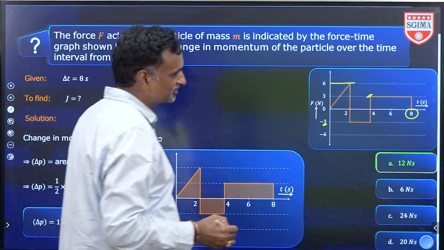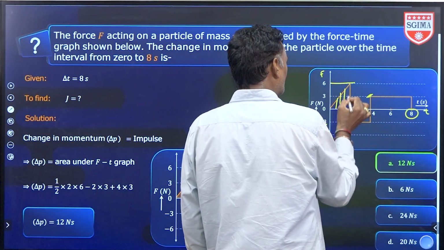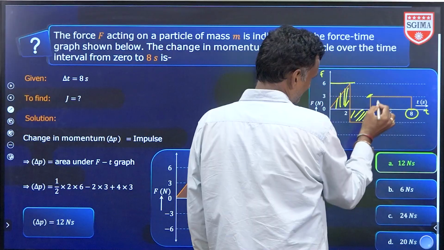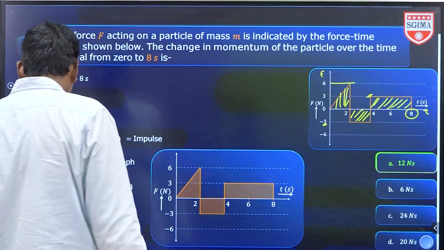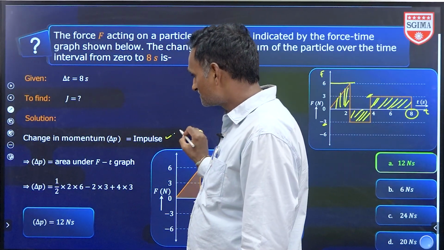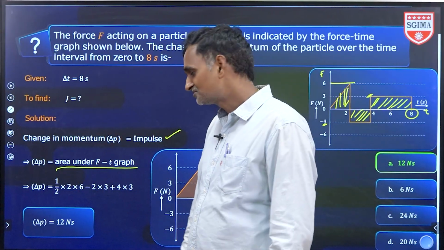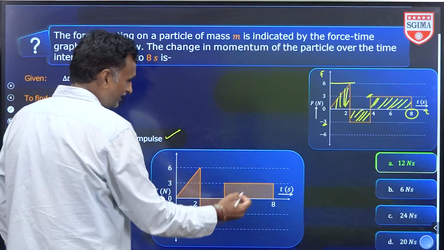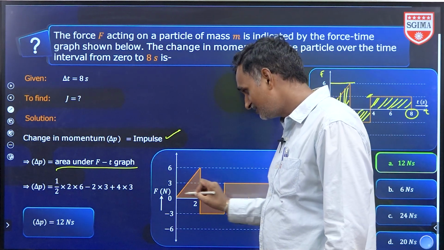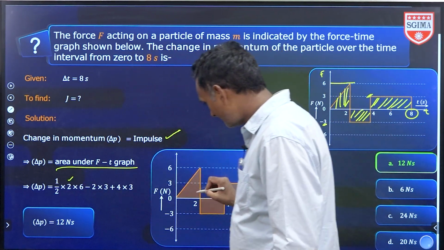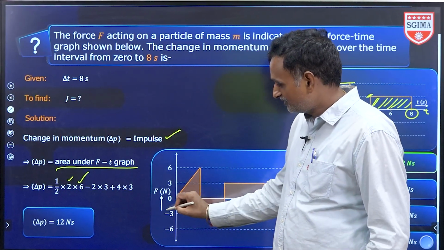So force versus time, as we just discussed: if you find the area under the force versus time graph, what do we get? Impulse. Impulse is nothing but the change in momentum. So here change in momentum equals impulse, equal to the area under the F-t graph. So simply you need to find this entire area. It is in a triangular manner, half into base into height. The base is 2, the height is 6. Next, this part is below the mean position, otherwise it is minus.